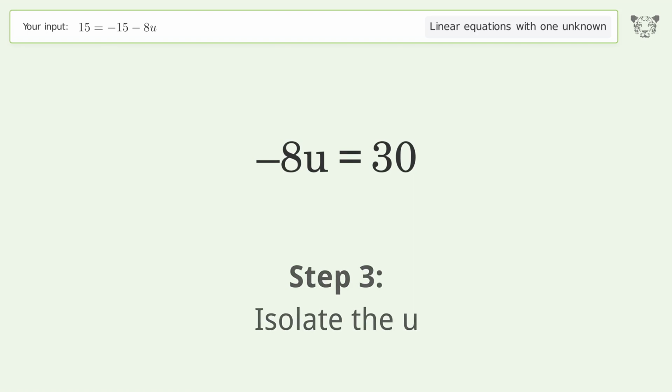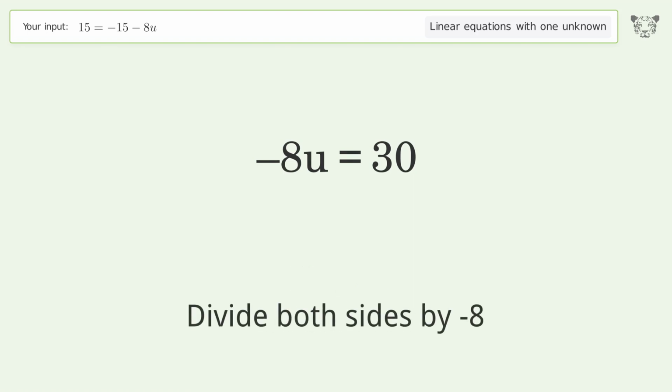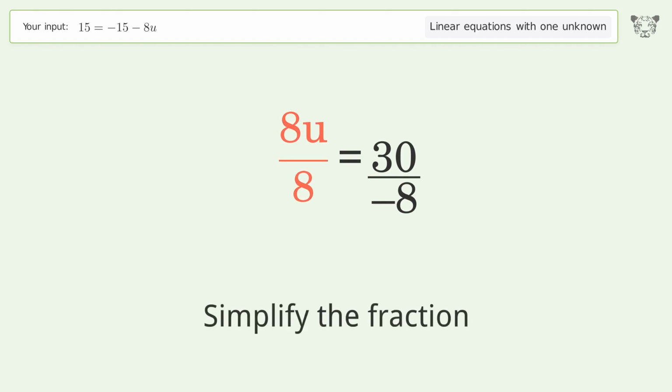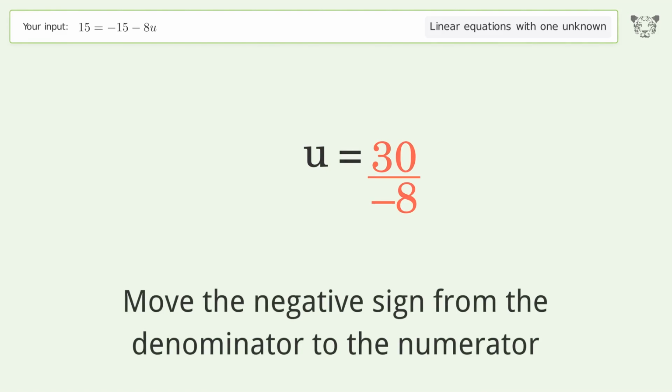Isolate the u. Divide both sides by -8. Cancel out the negatives. Simplify the fraction. Move the negative sign from the denominator to the numerator.